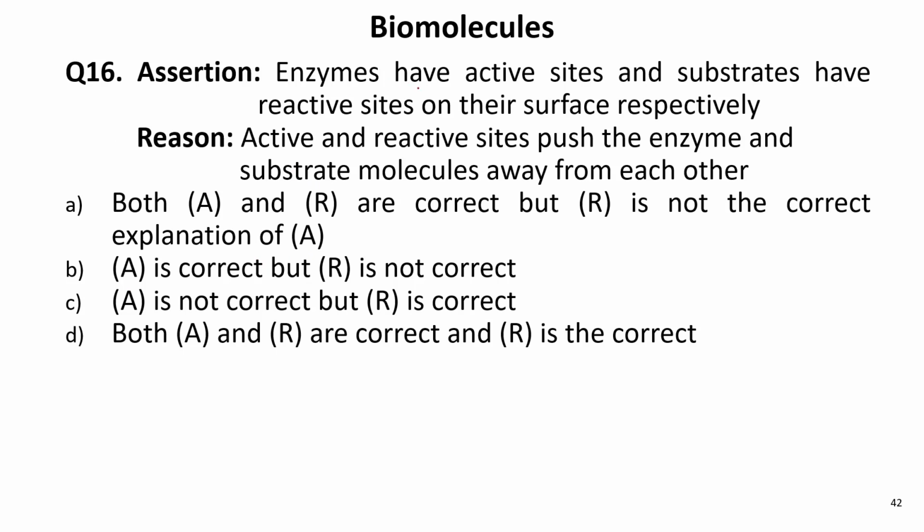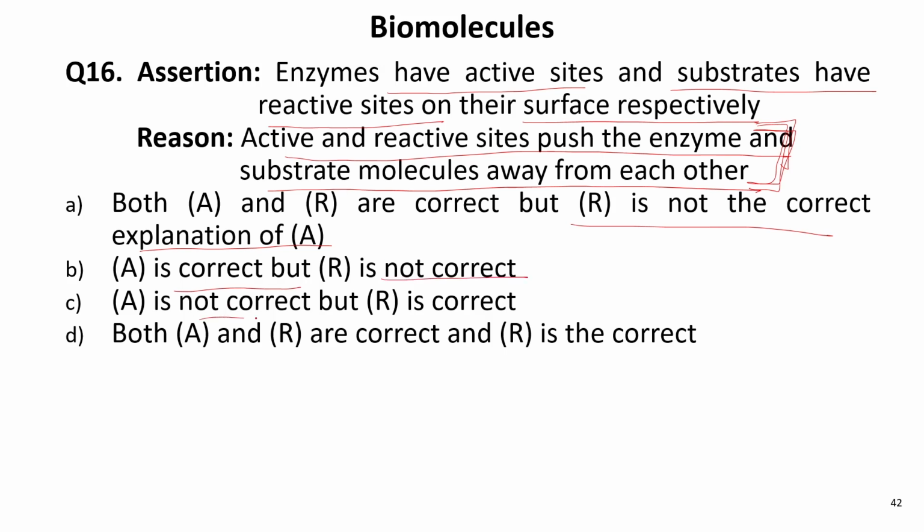Assertion and reason questions. Enzymes have active sites and the substrates have reactive sites on their surface respectively. Active and reactive sites push the enzyme and substrate molecule away from each other. So this is totally contradictory. The options: both assertion and reason are correct, but the reason is not the correct explanation of A. A is correct, but R is incorrect. A is not correct, but R is correct. Both A and R are correct, and R is the correct explanation of A.